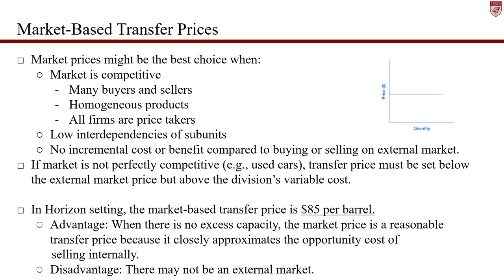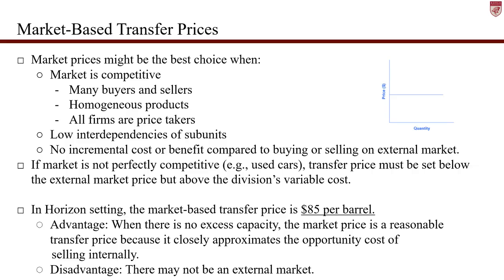So the advantage of using the market transfer price is that when there is no excess capacity, meaning there is no more capacity left to be used to transact within the subunit. When there is no excess capacity, this means that there's no room available for the selling subunit to sell to the internal purchasing subunit because all their capacity is going to be used to sell to the external customer.